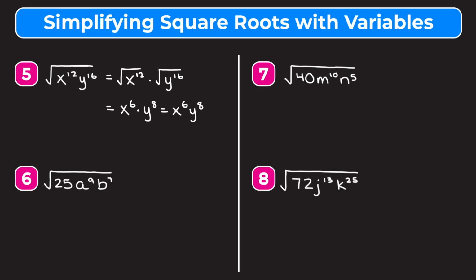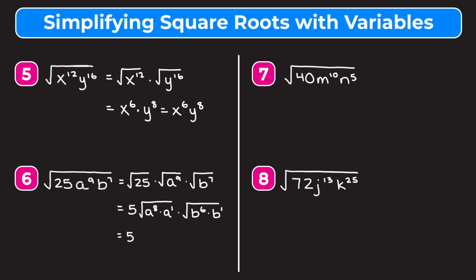So now let's take a look at example 6. So this time we have the square root of 25, a to the 9th, b to the 7th. So we have 3 things under our root. So I'm going to break this up into 3 separate square roots. So I'm going to write the square root of 25 times the square root of a to the 9th times the square root of b to the 7th. And then underneath, we know that the square root of 25 is just equal to 5 because 5 squared is 25. And because we have odd exponents for our variables, we want to split them up into an even exponent and 1. So we're going to split up a to the 9th into a to the 8th times a to the 1st. And we're going to split up b to the 7th into b to the 6th times b to the 1st.